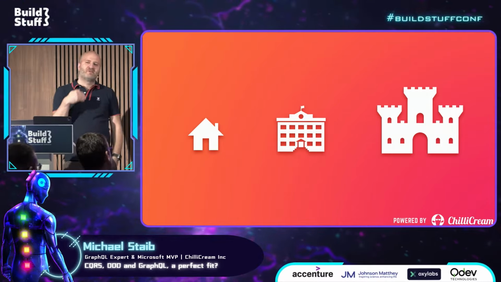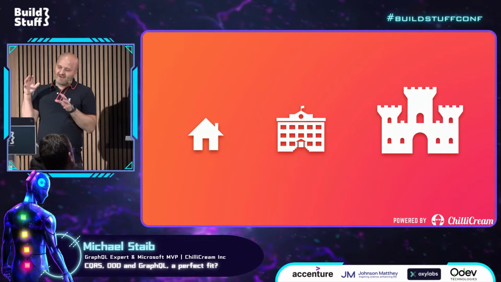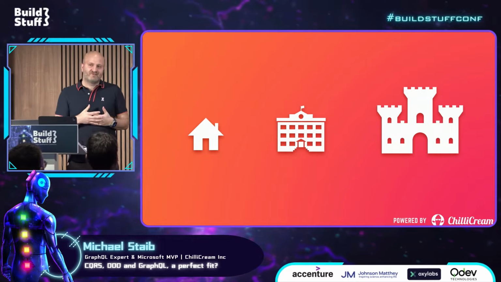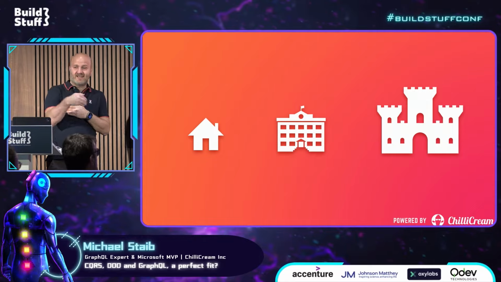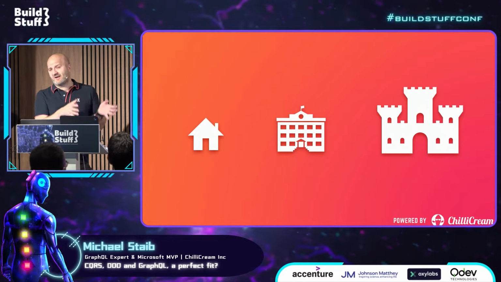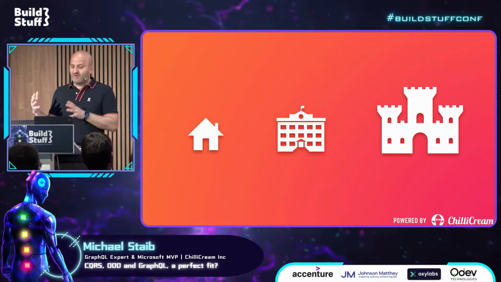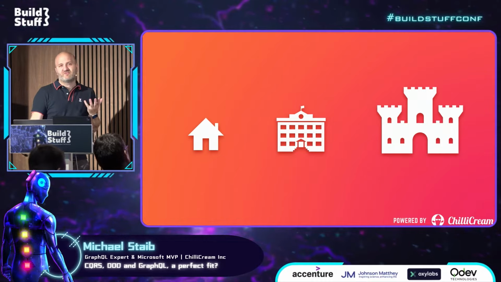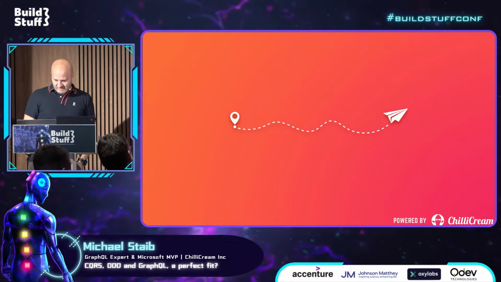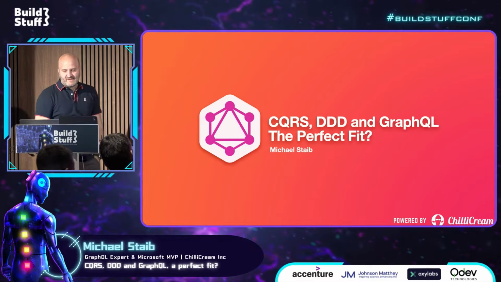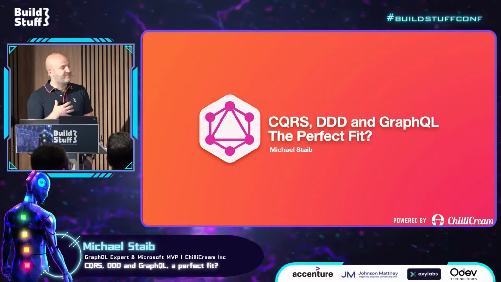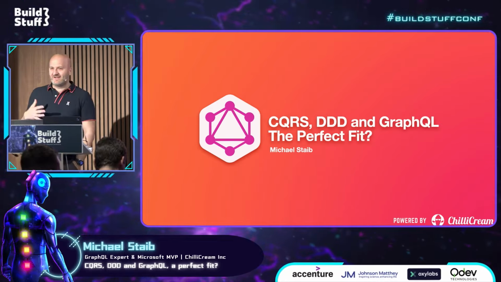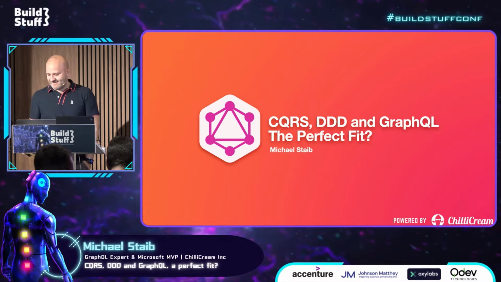We start with a very simple thing. There's lots of code, lots of slides, and we start at the very beginning with a simple layered architecture and see how this can translate over time from clean architecture to CQRS to DDD, and really how this works together with GraphQL. Hopefully we will have, at the end of this, an answer to this question, if CQRS, DDD, and GraphQL are really a perfect fit, or if not.